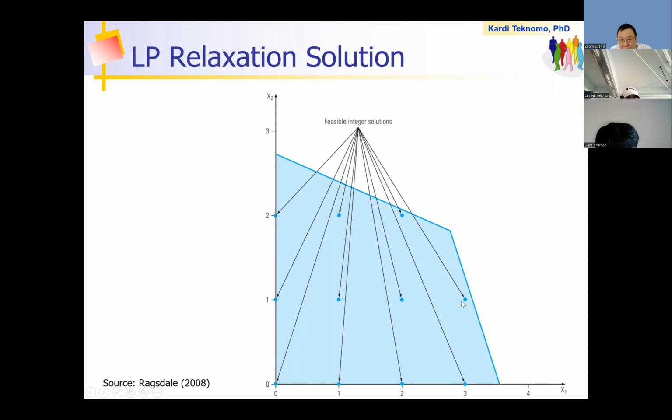Then you get the highest value in terms of the objective function. So by having LP relaxation, you will not get the actual solution, but you will get the boundary. From that boundary, you can list all the possible feasible integer solutions, and then you get the highest, if you want to maximize.